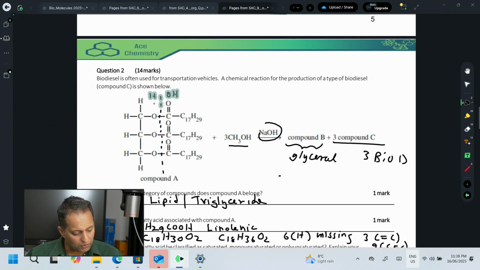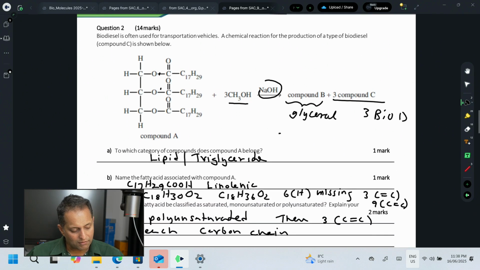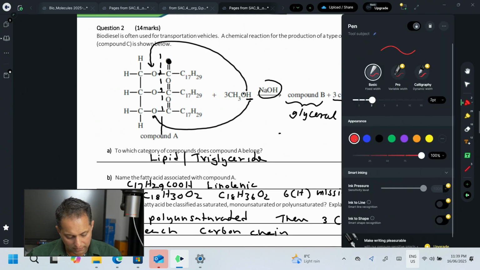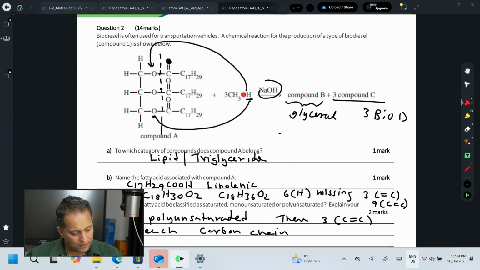If you want to draw the biodiesel molecule straight away, this is what you need to do, without hydrolyzing it. Get the H. See the alcohol H? Make sure you send that H with the oxygen of the glycerol part. Is that clear? Then you see this oxygen here, they get joined. So these two parts are going to join.